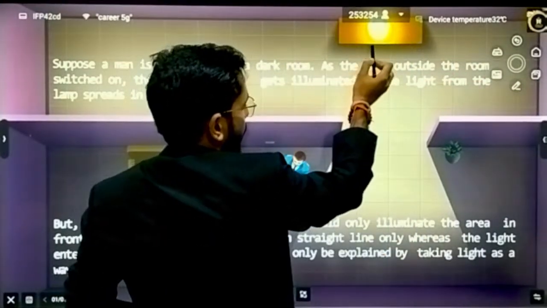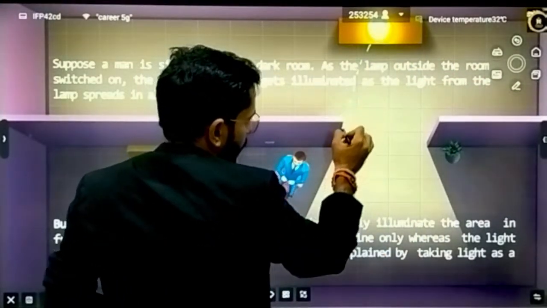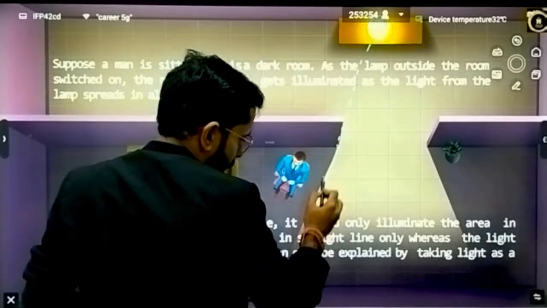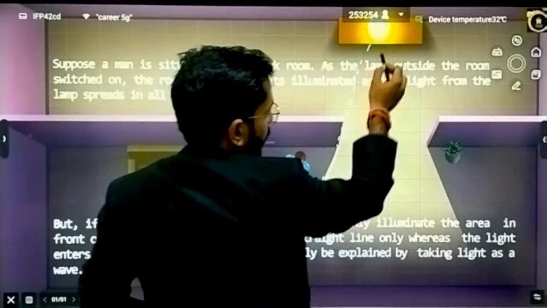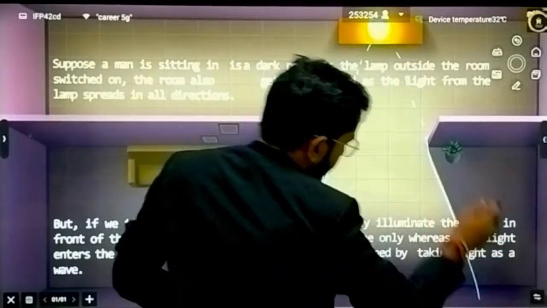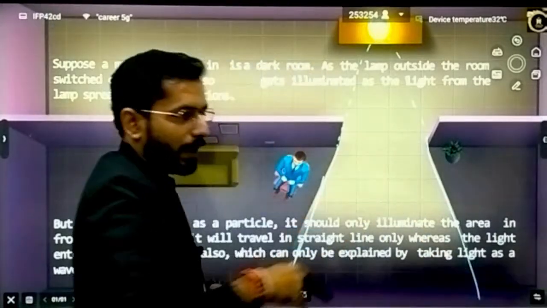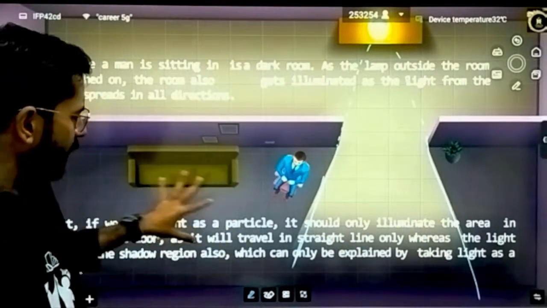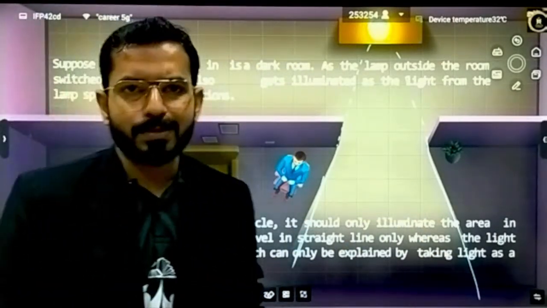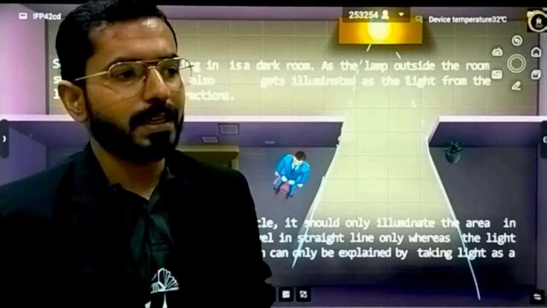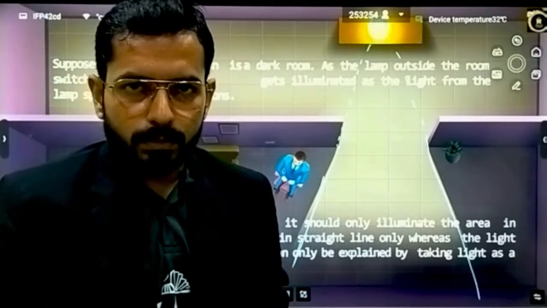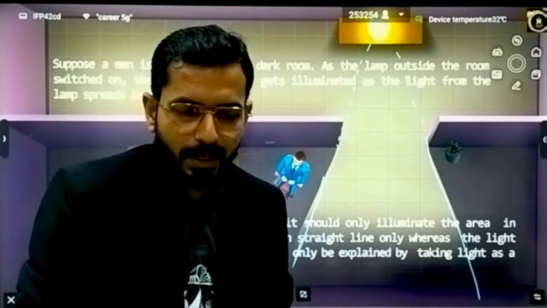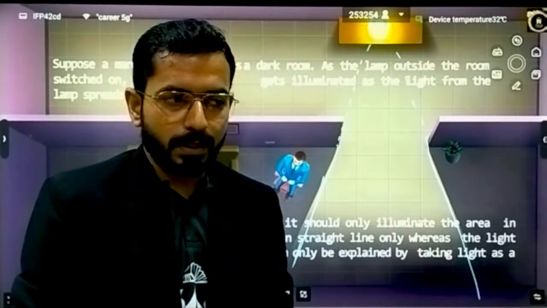If light is only traveling in a straight path, that means the light should become like this, and the final ray should be passing like this, and light shouldn't reach after this. This should be the only area that will be enlightened, and the rest of the portion should be completely dark. If there are no light rays reaching there, then how can it be enlightened? Correct? But is it the real case? No, it is not the real case.